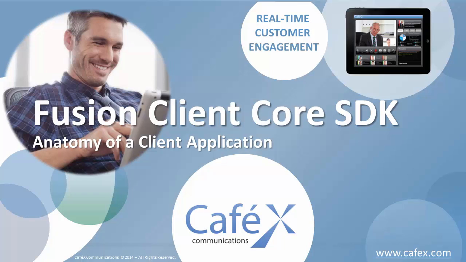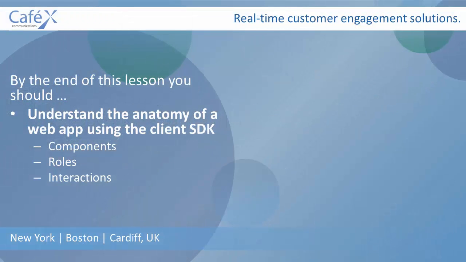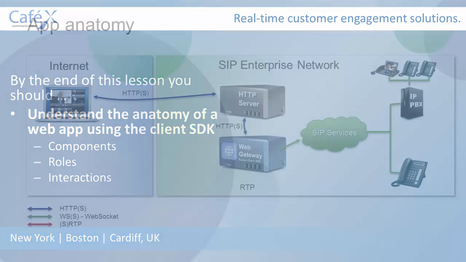Over the course of the next number of lessons, we'll use the Fusion Client Core SDK to create a client application capable of using all the features exposed by the API: voice, video calling, instant messaging and presence, and synchronizing application data using AED, or Application Event Distribution. In this video, we'll run through the anatomy of the application we'll write, considering the different components, the role they'll play, and how they'll interact together.